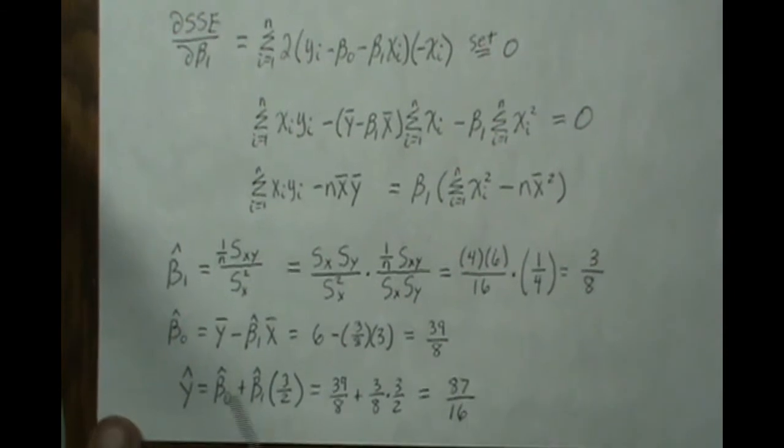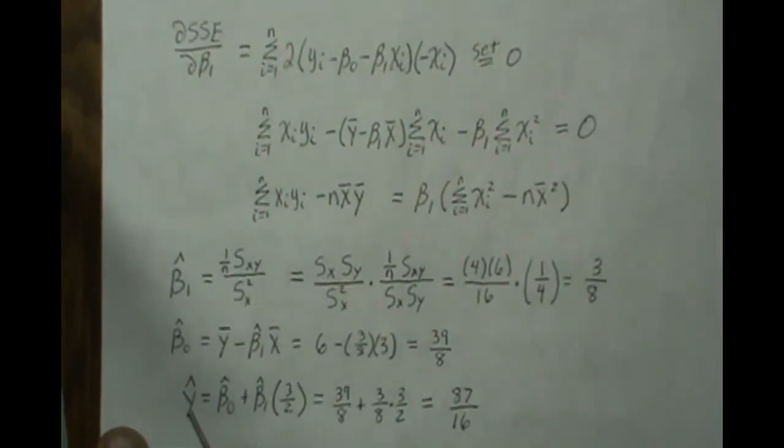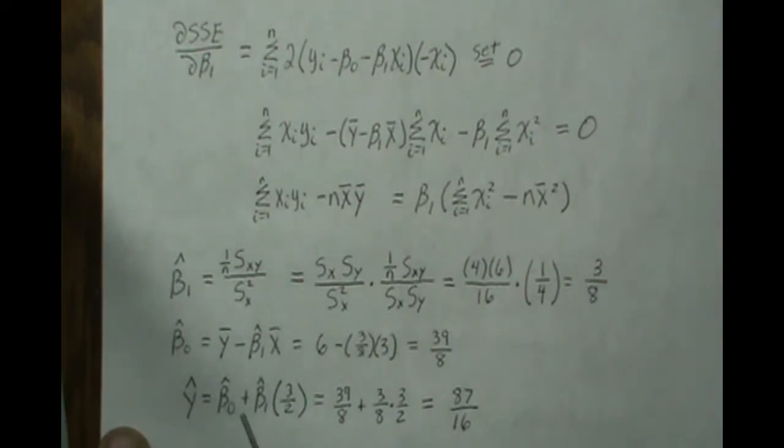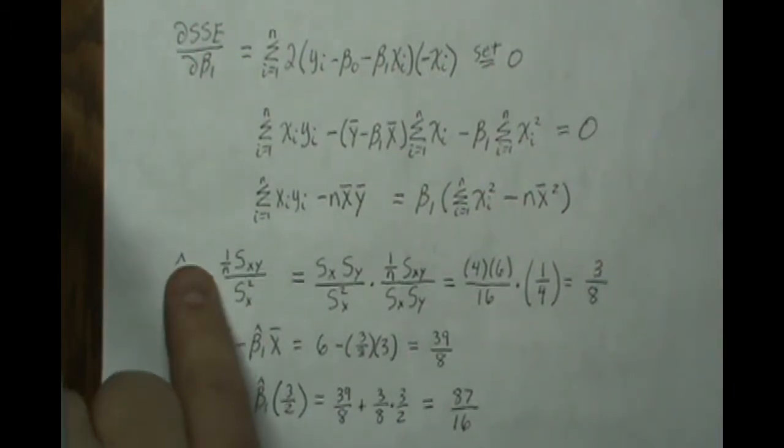So now we find the least squares estimate at 3/2. So y hat is beta 0 hat plus beta 1 hat times x. And then we just plug in the values we calculated and we get 87/16.